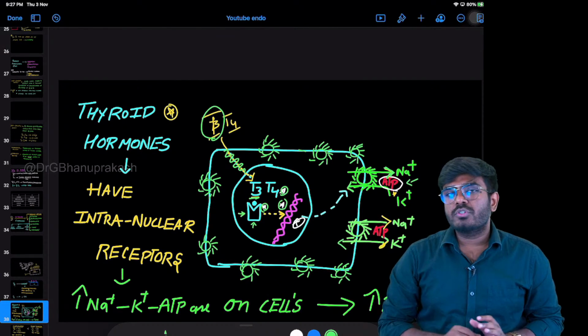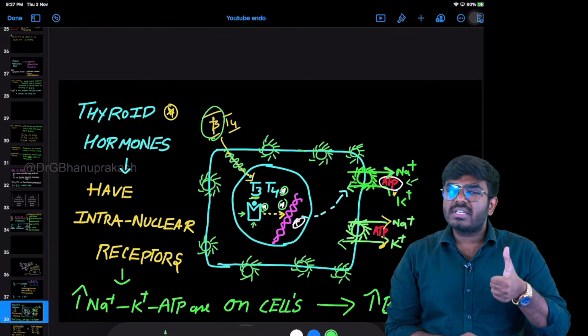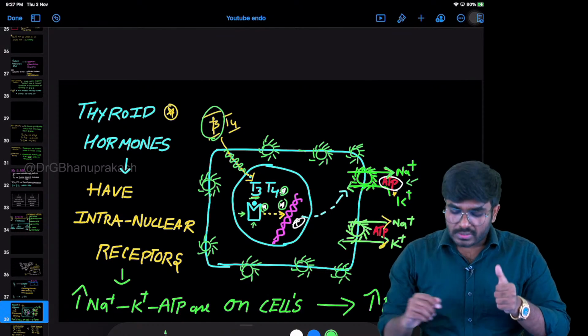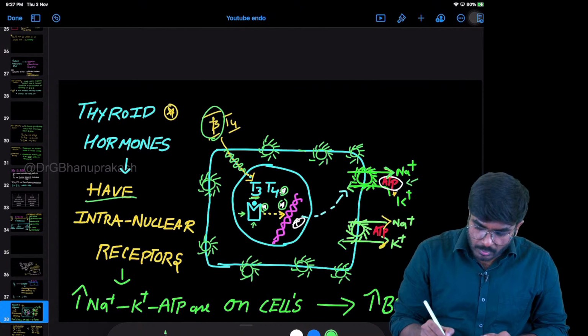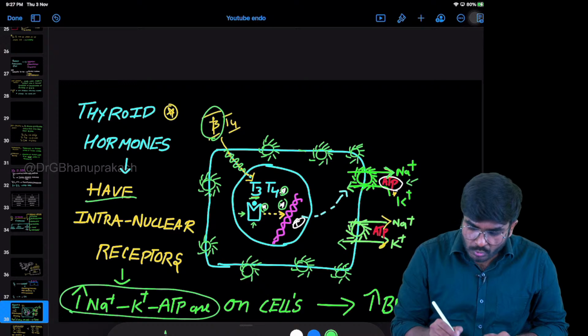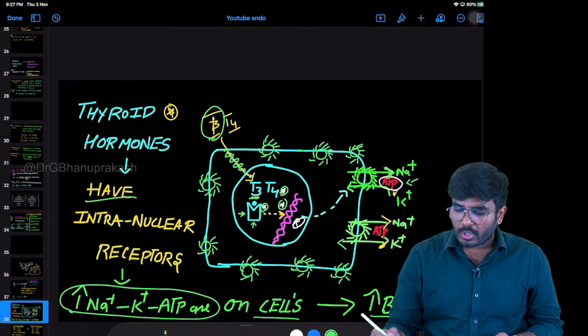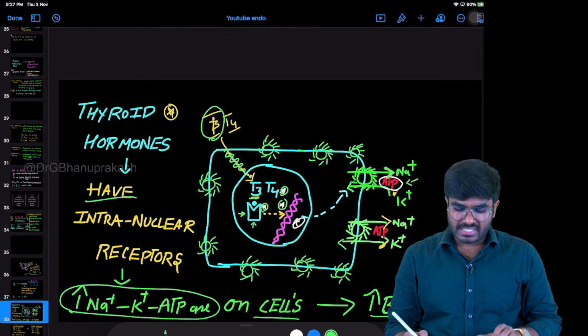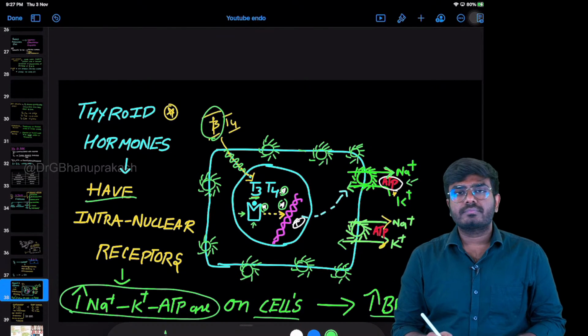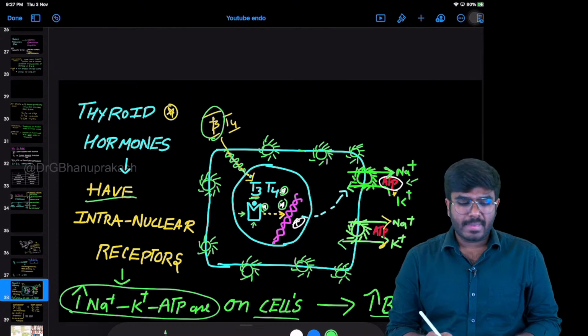So now if someone comes to you and asks, sir, thyroid hormones increase the basal metabolic rate, how? Thyroid hormones increase the basal metabolic rate by increasing the number of sodium potassium ATPases on the cell surface. So the basal metabolic rate increases. This is how the basal metabolic rate is increased. Okay, is it clear, guys?